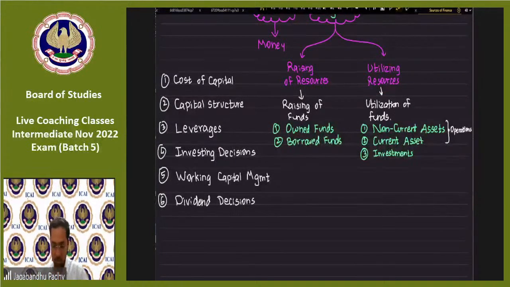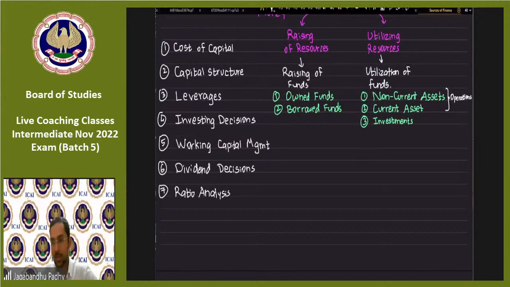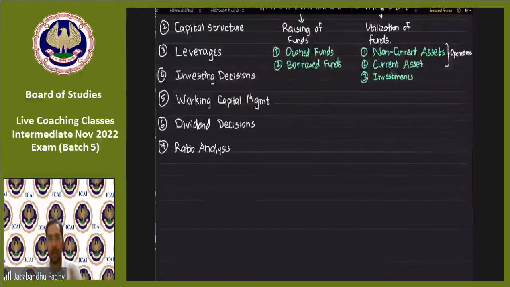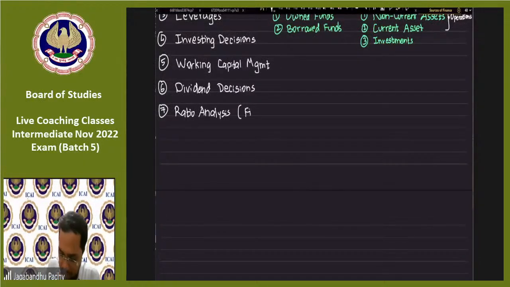Okay. So then we have a chapter called ratio analysis. Now, this chapter of ratio analysis doesn't lie actually in between these two. It's altogether different. It's not about raising of resources. It's not about utilizing of resources. It's about basically financial analysis of a company, right? So it's an altogether different area which this topic deals with, which is about the financial analysis.